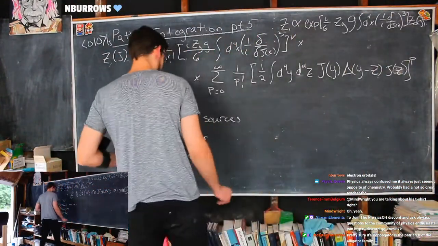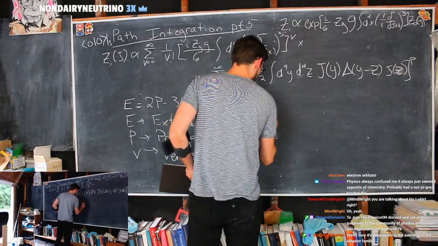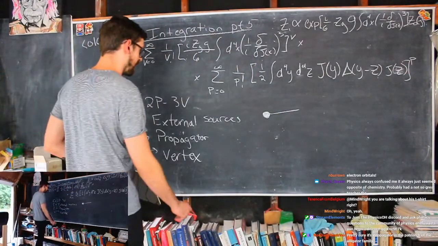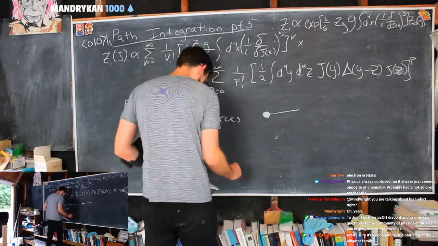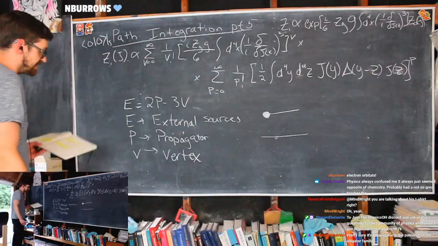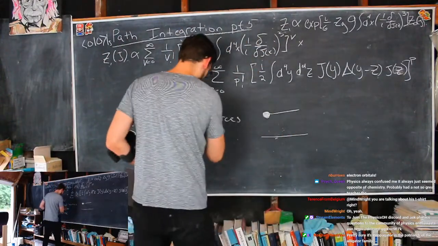What do these look like? For these diagrams, the external source is going to be a solid dot with a line. That's basically your external field. And then you'll have a propagator, which will be in between fields, and that will just be given by a straight line. It's in between vertices. And what does a vertex look like?